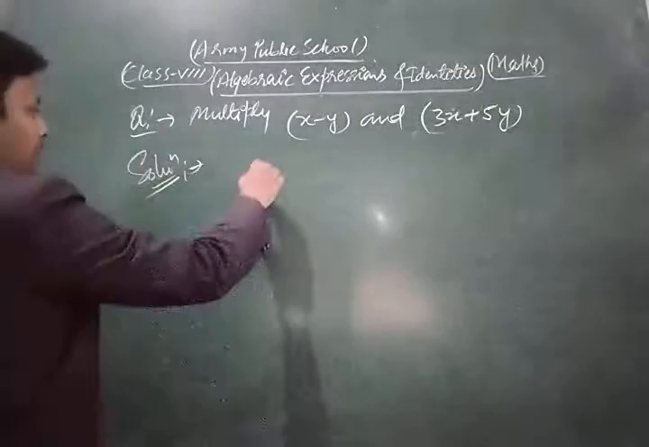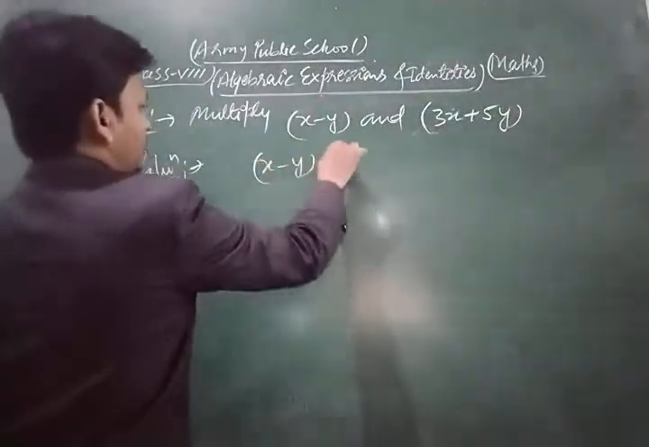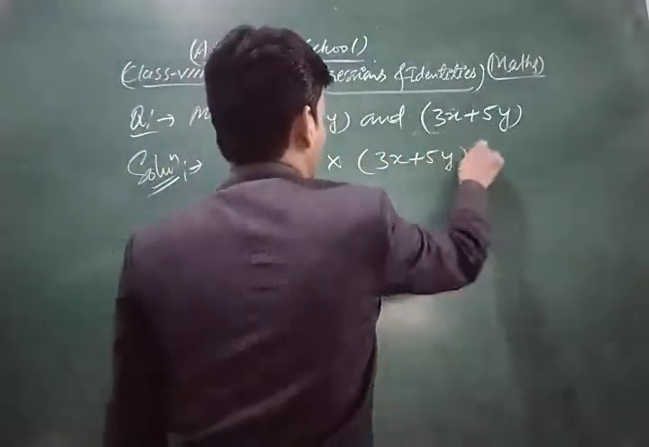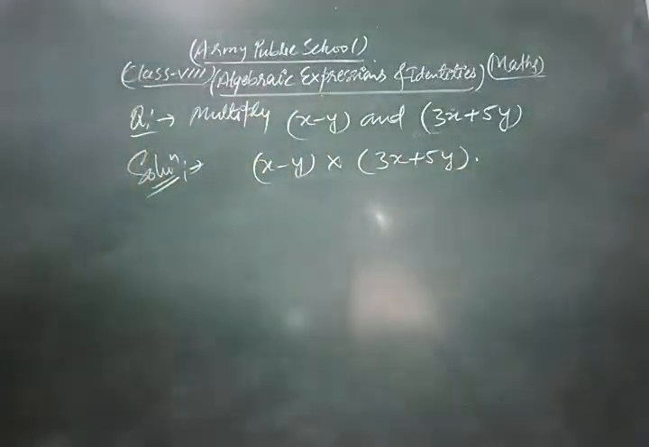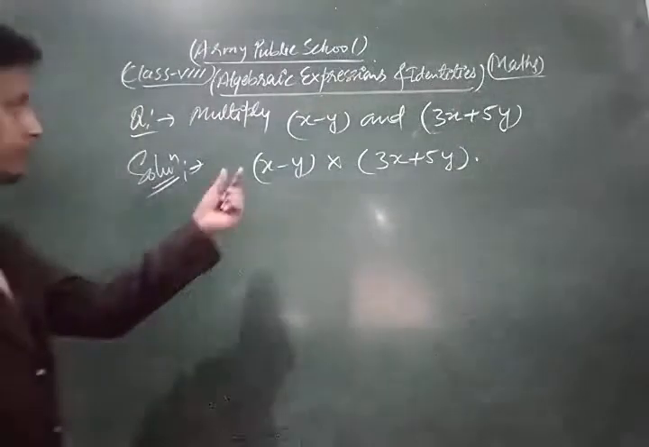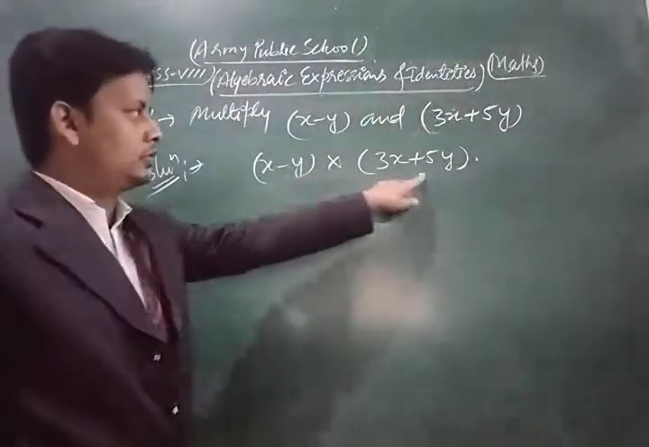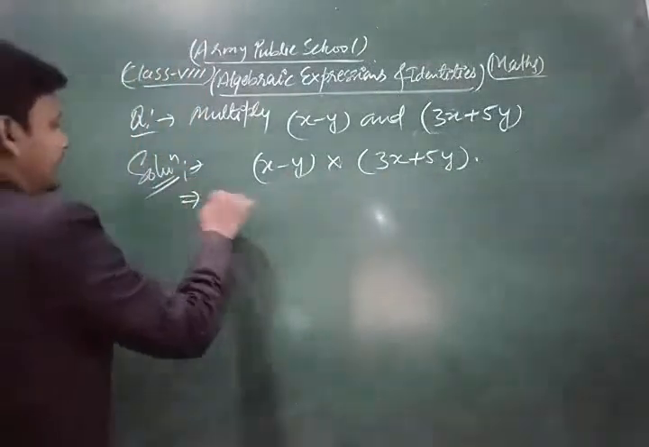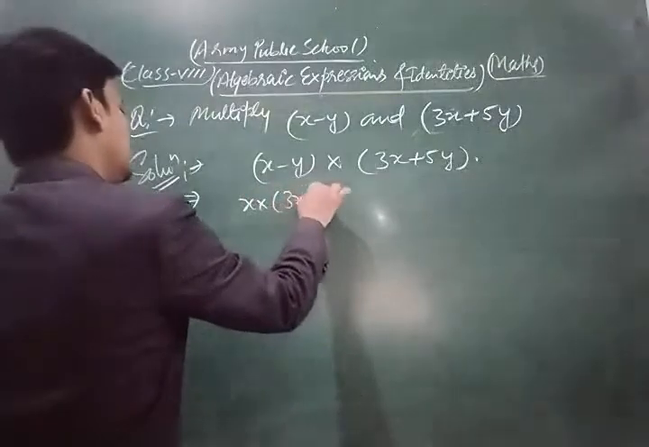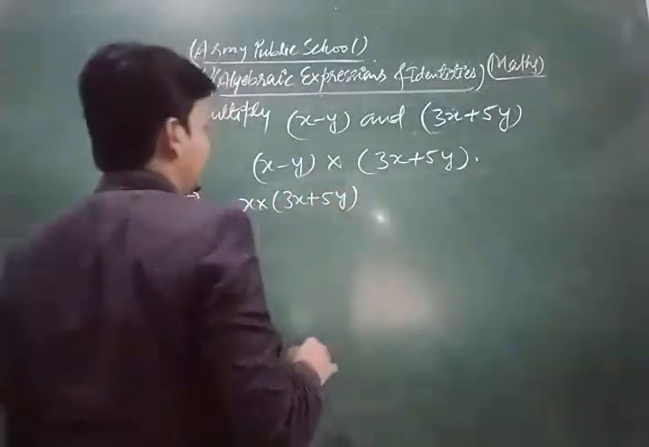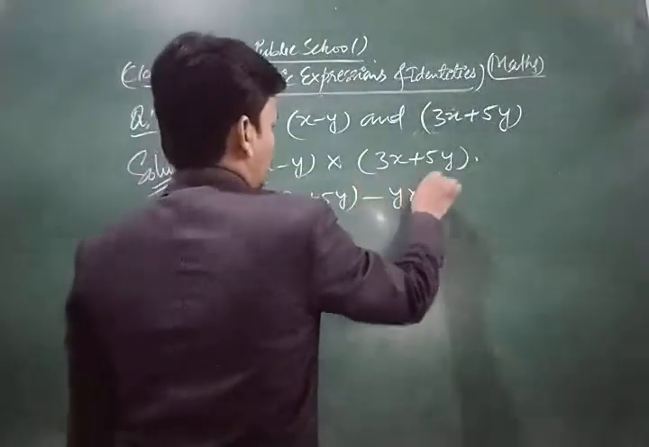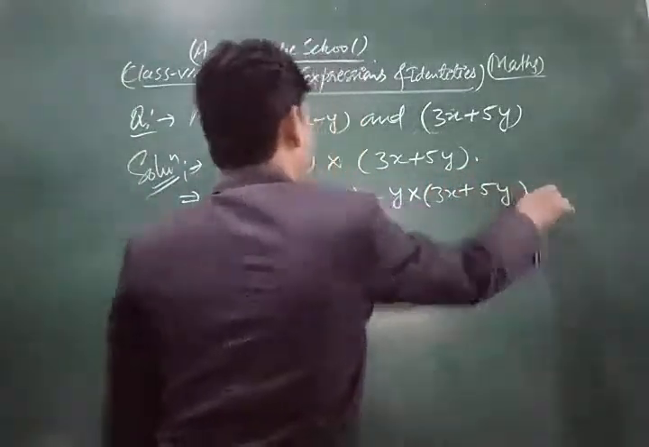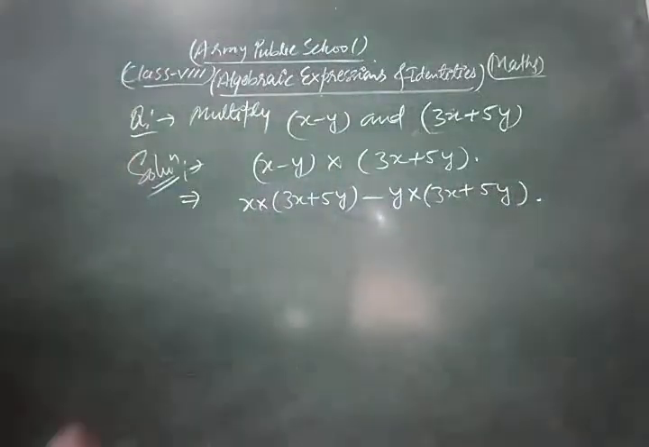First of all, we can write it this way. We just multiply x minus y by 3x plus 5y. Now look what I do. First of all, we can write x into the whole expression minus y into the whole expression. So x into 3x plus 5y minus y into the whole, 3x plus 5y. Now we simplify them.